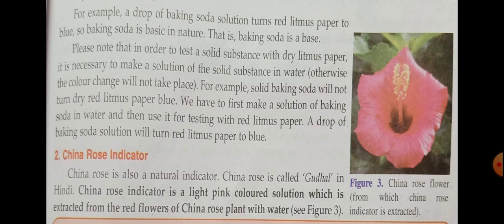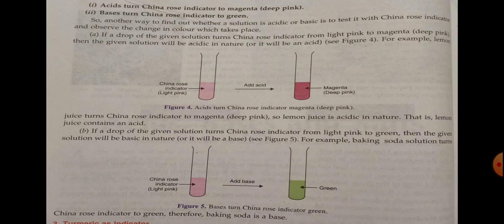China rose indicator is in light pink color, as you can see in this figure. See figure number 4: when acid is added to this China rose indicator, it changes from light pink to magenta, then the solution is acidic in nature. For example, lemon juice.